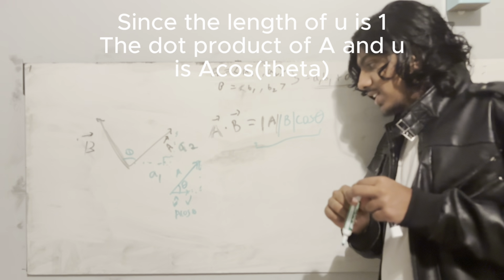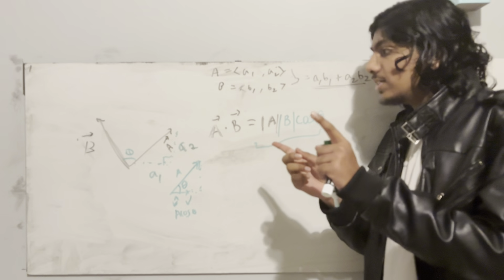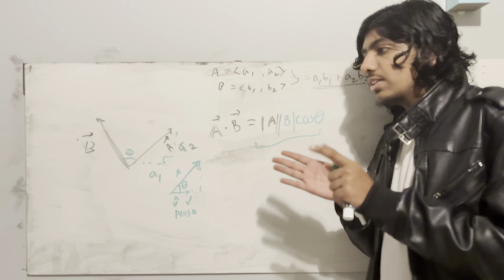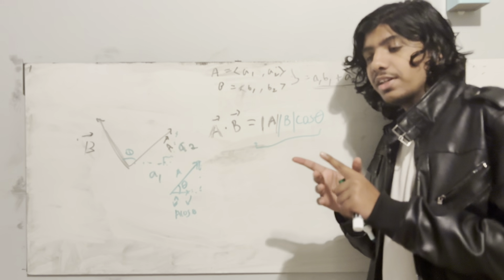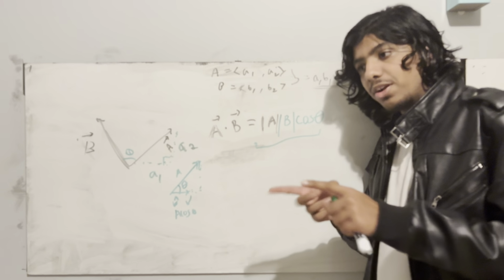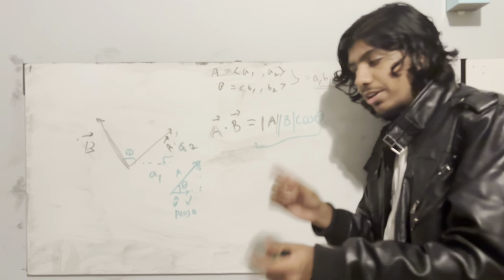This is what the dot product means. The dot product essentially measures how similar the vectors are. The closer they are, the more similar they are, and therefore the higher the dot product. The further away from each other they are, the more negative the dot product.